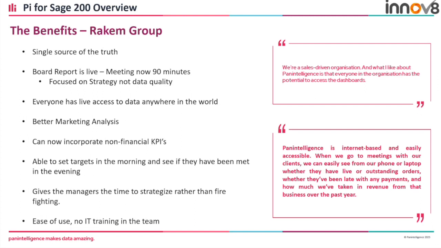Is this data wrong? They were looking and making decisions based on that data. That live access to data anywhere in the world, and for non-Sage users as well. Previously people were having to go into Sage to run those reports, and they may have needed a full license or even a web user license just to go in and pull some reports of data out, whereas now they just needed a PanIntelligence login, and they had the knowledge and the confidence that that was live, accurate information.